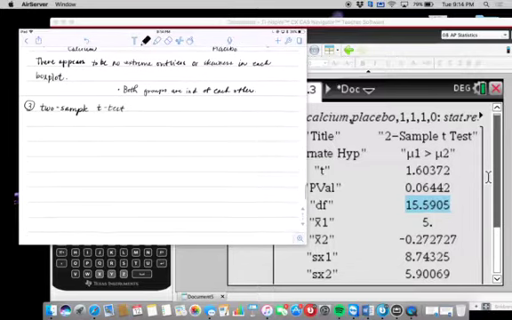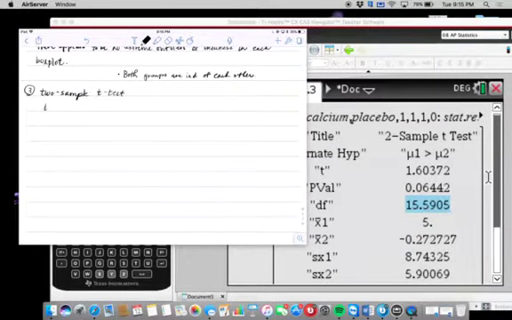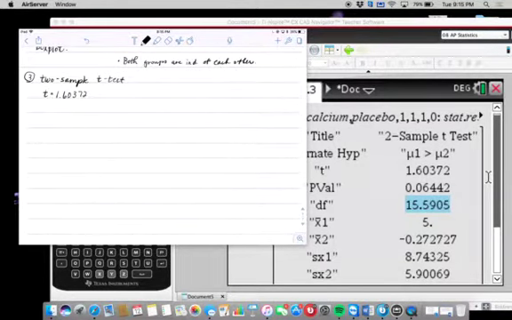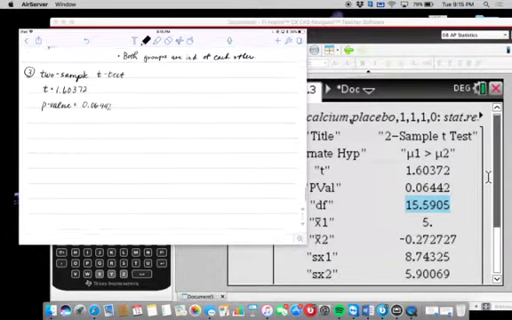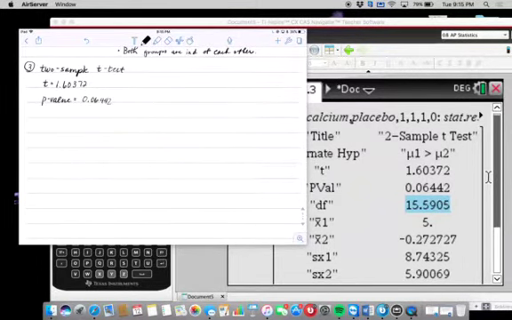Okay, so after we name our test, we're going to go ahead and write our t-value. So t is equal to 1.60372. Remember, this is going to be your standardized test statistic, your t-value. Okay, and now we have the p-value, which is just a probability. The p-value is going to be 0.06442. And then we're going to write in our degrees of freedom. Again, there's a really complicated formula for degrees of freedom. You don't need it. The calculator computes it for you. So 15.5905.